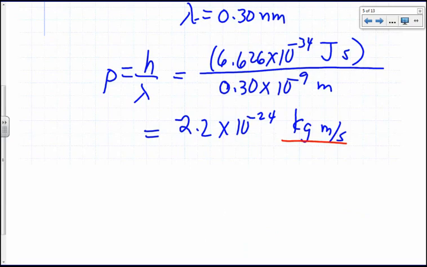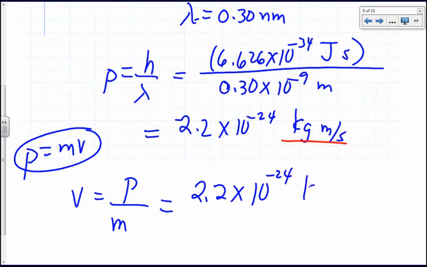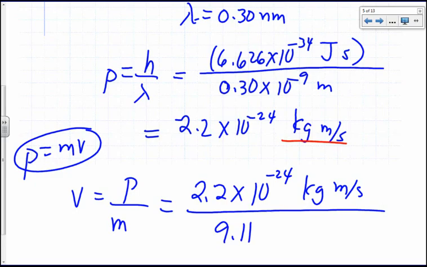How do you calculate the speed? You can use the Newtonian formula. Momentum is mass times speed, so solving for speed, v is p over m. So 2.2 times 10 to the negative 24 kilograms meters per second divided by the mass of an electron. This is an easy number to remember, 911: 9.11 times 10 to the negative 31 kilograms.